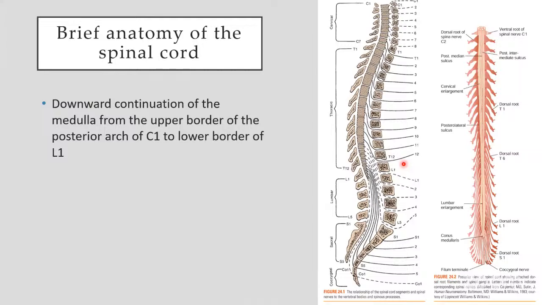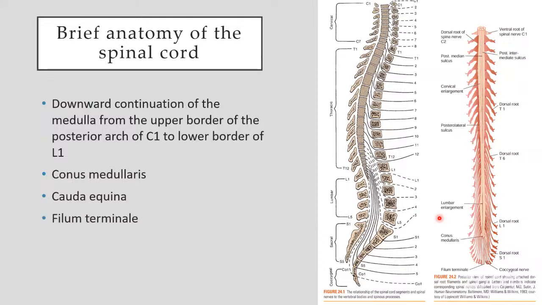The spinal cord extends from the downward continuation of the medulla at the upper border of the posterior arch of C1 to the lower border of L1. The conus medullaris is the bulbous structure at the end of the spinal cord at the level of T12 to L1, while the cauda equina is formed from the nerve roots arising from the conus medullaris, that is the L1 to L5, T12 to L1 to L5, and the sacral nerve roots.